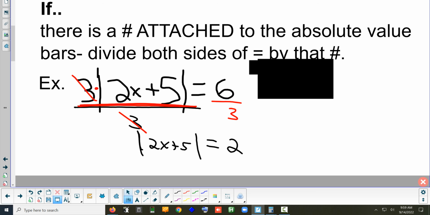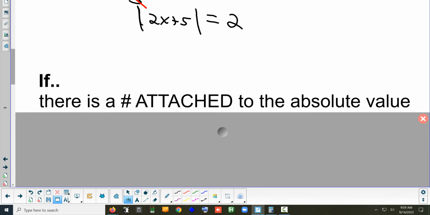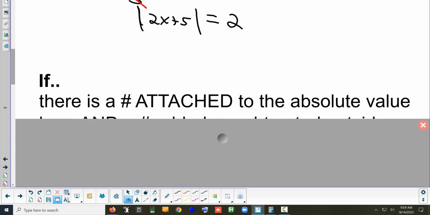Now that's an absolute value that is ready to solve, because the absolute value is by itself on the left. So that's one way that it might not be by itself. You might have a number attached to it. This is the second thing.